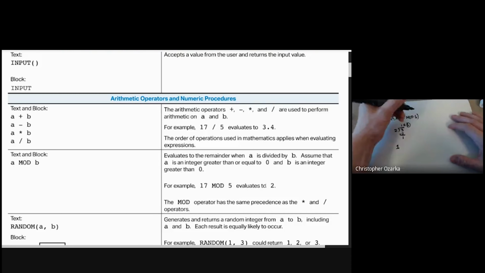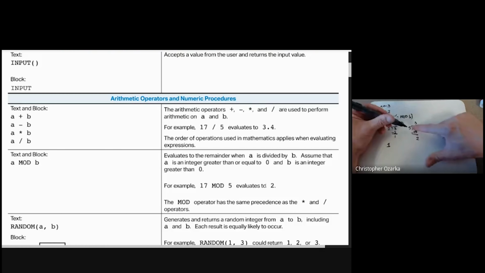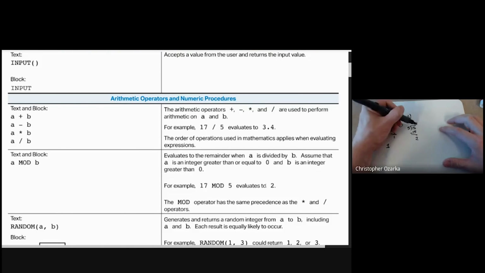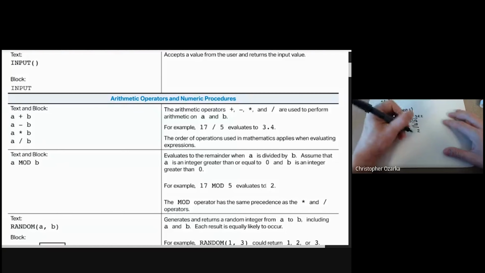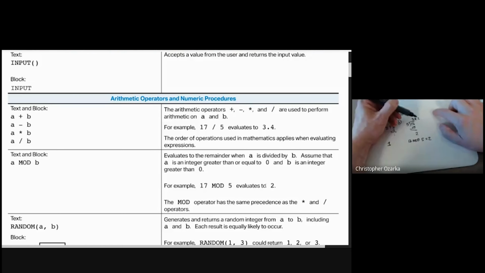The example they use is 17 mod 5. If you do 17 divided by 5, this will go into it 3 times, and then 3 times 5 is 15. Subtract that off is 2. 2 can't go into the 5, so your remainder is 2. So 17 mod 5 is equal to 2. Okay, so it's whatever the remainder is here.